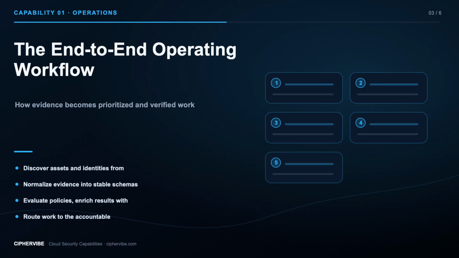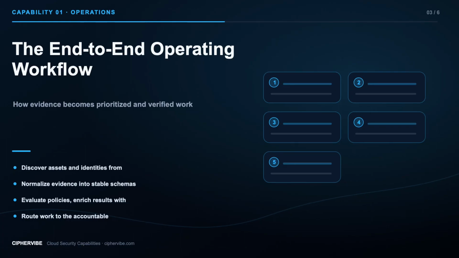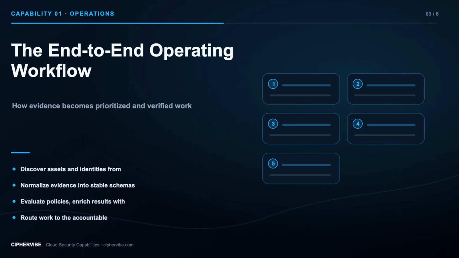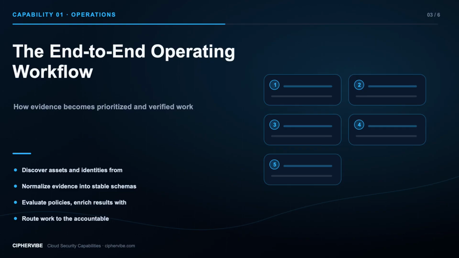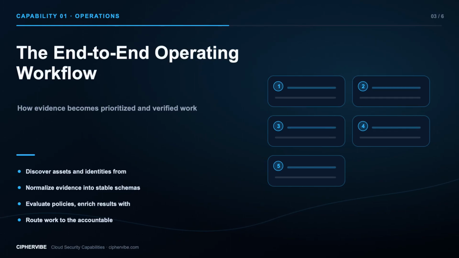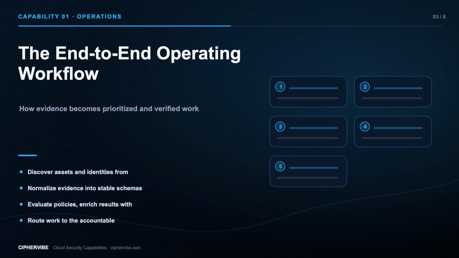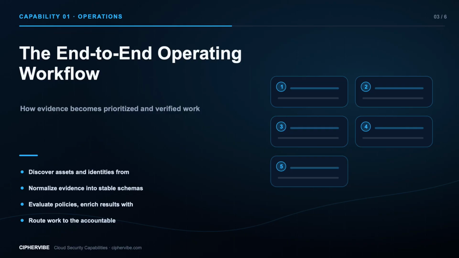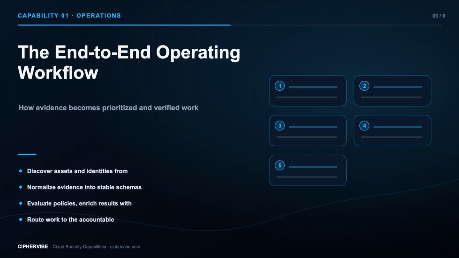Fourth, route work to the accountable team, preserve state changes, and verify closure using fresh technical evidence. Fifth, measure platform health through ingestion freshness, coverage, data quality, policy latency, and workflow completion. The workflow does not end when a ticket closes or an API returns success. Security closure requires fresh evidence showing that the risky condition is gone and does not immediately recur.